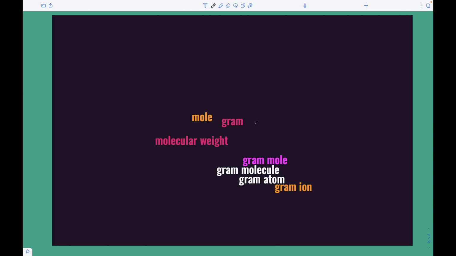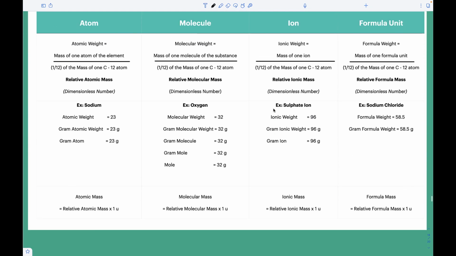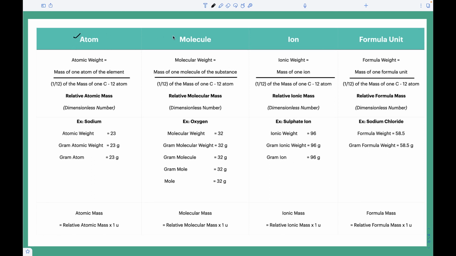Friends, we are often confused by the vocabulary of mole concept. In this video, let us try to understand the meaning of terms like these. In chemistry, we come across atoms, molecules, ions, and formula units.